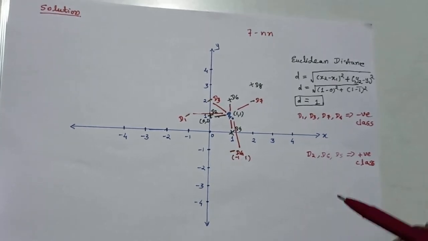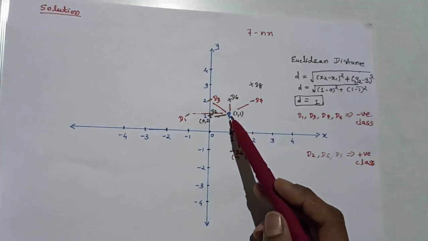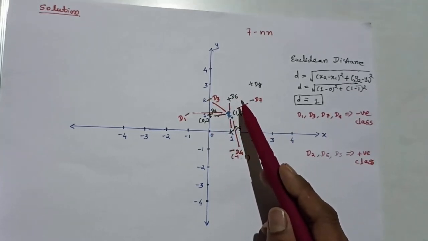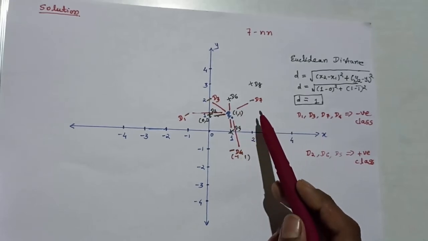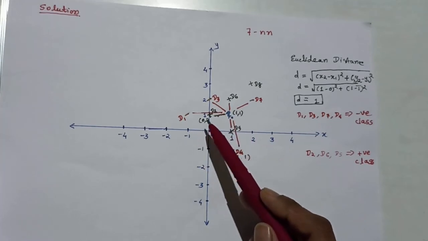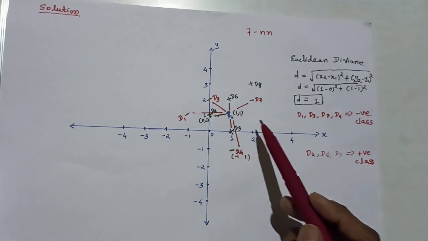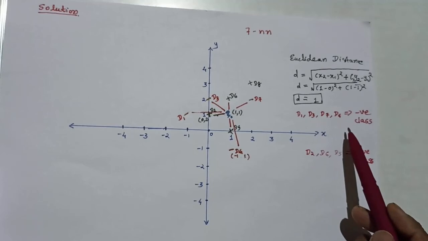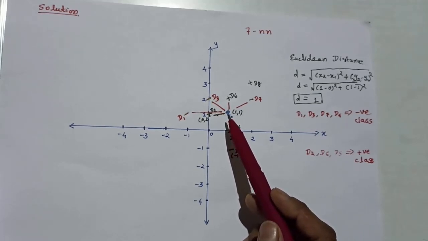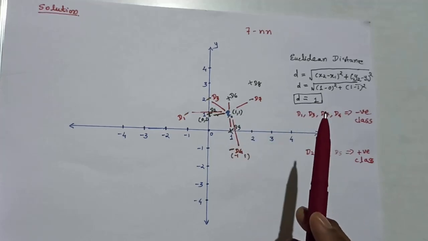So what you have to do is calculate the distance between the test data point and all the available data points, then choose the nearest neighbors, and out of those nearest neighbors, see how many belong to the positive class and how many belong to the negative class. Depending on that, you assign the class to this test data point. Such numericals can be asked in the exam for up to 5 to 8 marks.